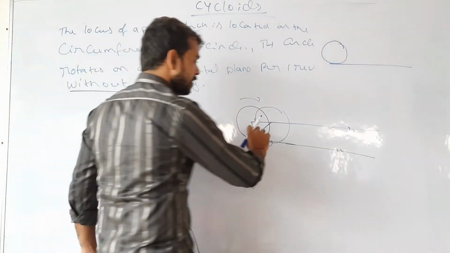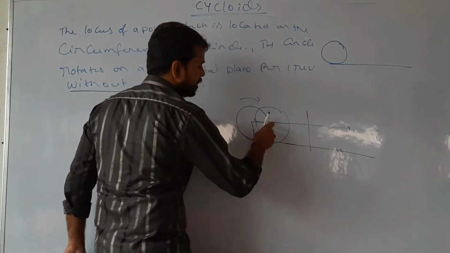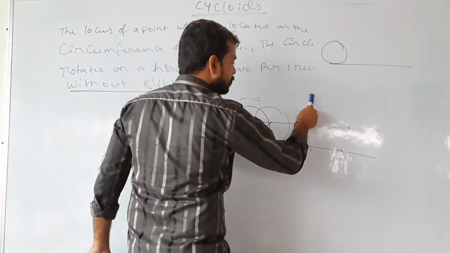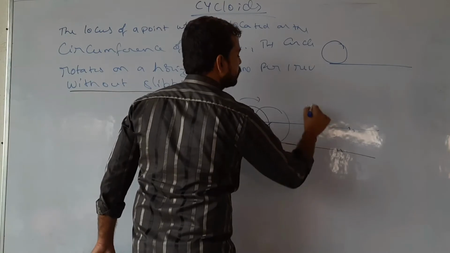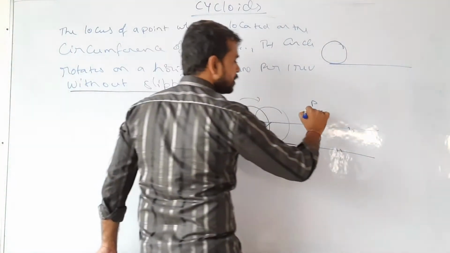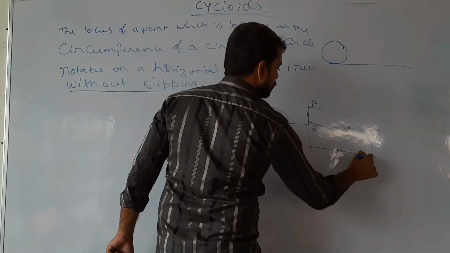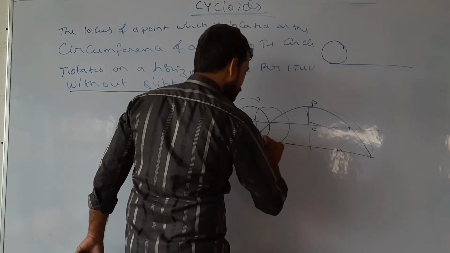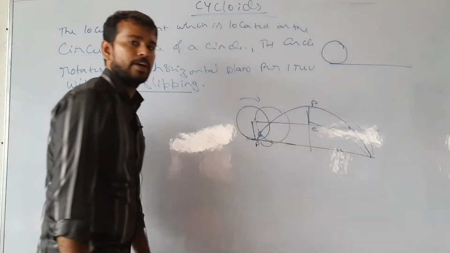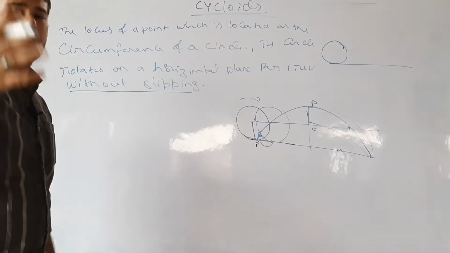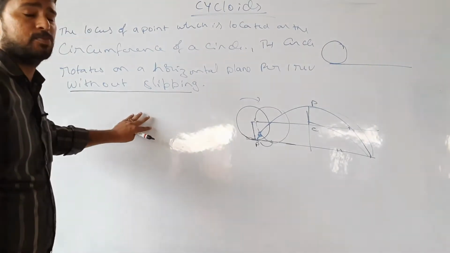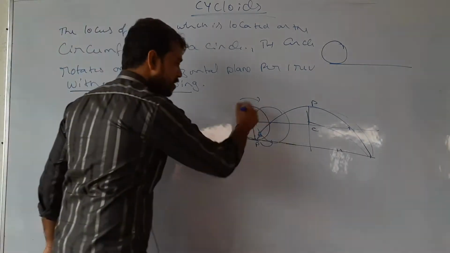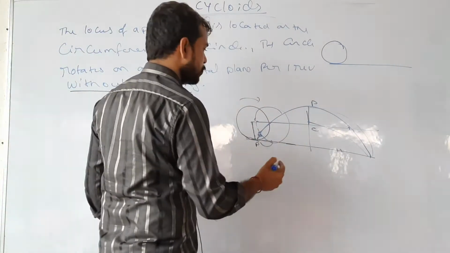At half revolution, this CP will come up. After one revolution, it will come down. So by joining all these positions you will get a cycloid. How to draw this cycloid, I will give you that link in my description. Okay, so this is a cycloid, and there are different orientations.